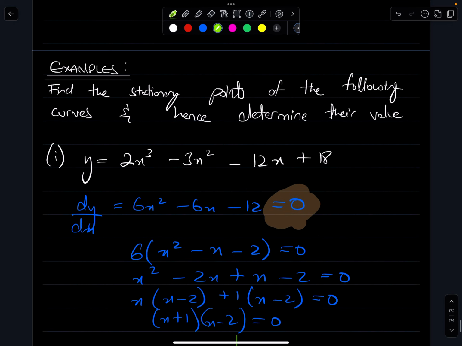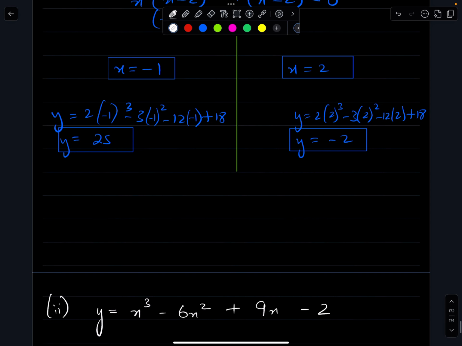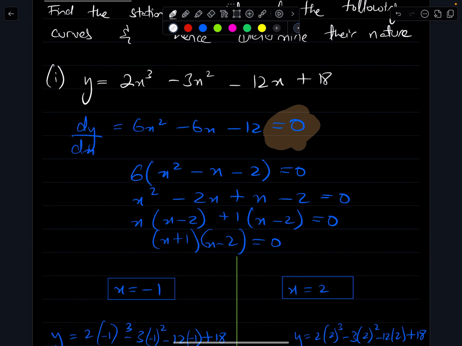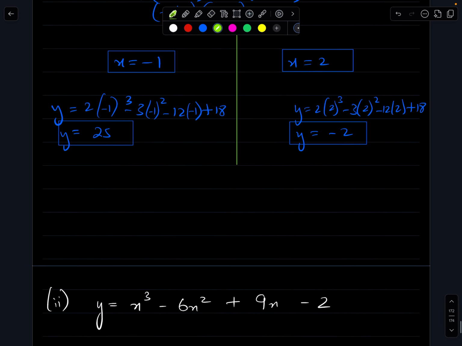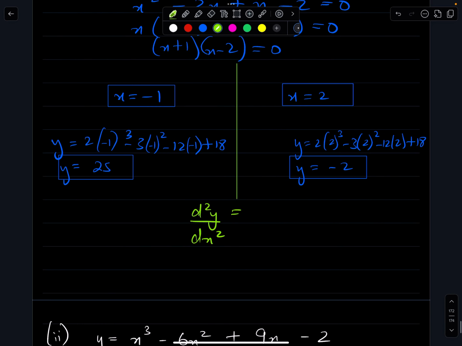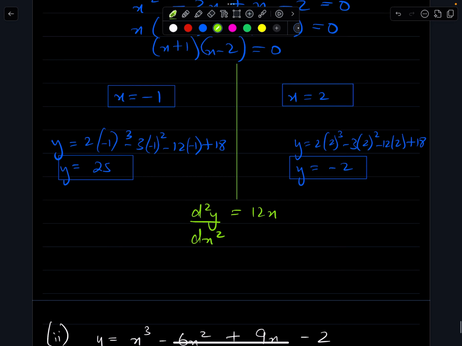Now note that we still need to determine the nature of the curve. Sorry, should say the nature. So to determine the nature, we need to find a double differential. We will find a double differential of this, which turns out to be d2y dx square. This is the standard notation. 6x square has the differential of 12x, and minus 6x turns out to be minus 6.